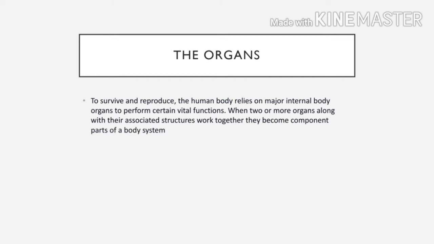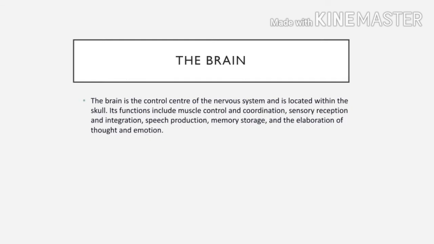Organs. To survive and reproduce, the human body relies on major internal organs to perform certain vital functions. When two or more organs, along with their associated structures, work together, they become component parts of a body system. The brain. The brain is the control center of the nervous system and is located within the skull. Its functions include muscle control and coordination, sensory reception and integration, speech production, memory storage, and the elaboration of thought and emotion.